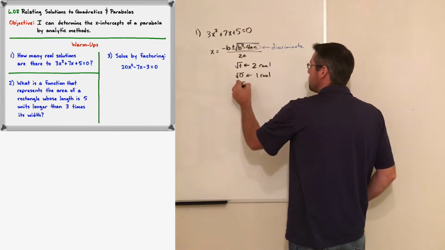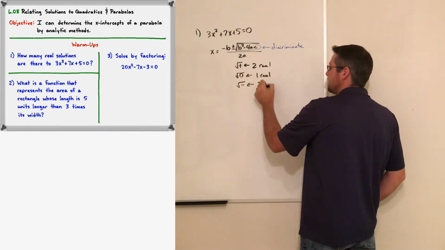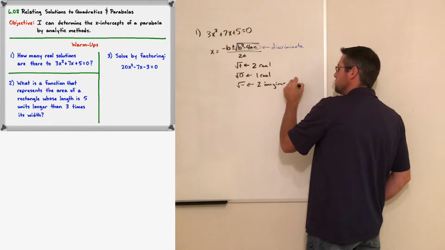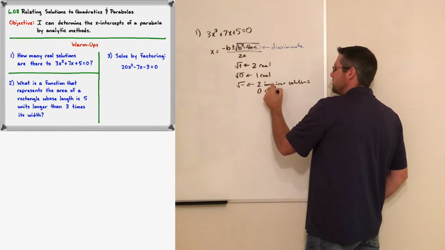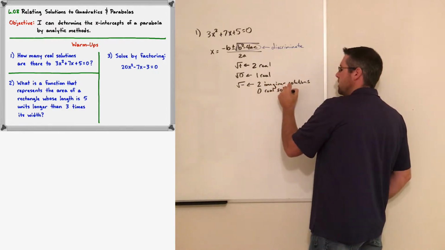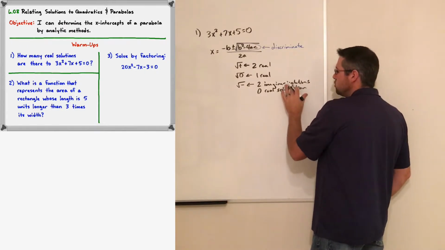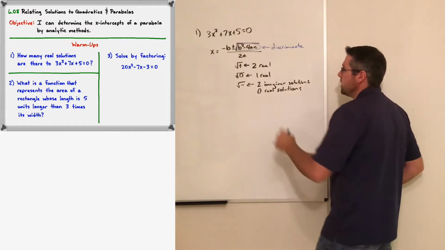And then if you have the square root of a negative number, that is actually an imaginary solution. So we would say there are two imaginary solutions, but that also means that we have 0 real solutions. Okay? So it's all about what's happening with the discriminant. So let's go ahead and find that.